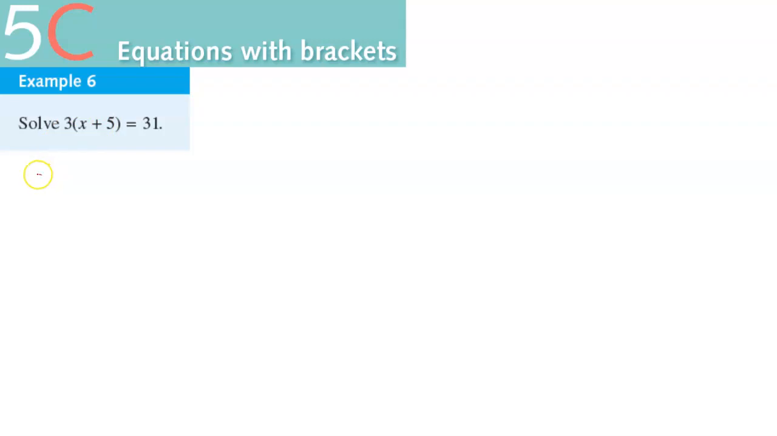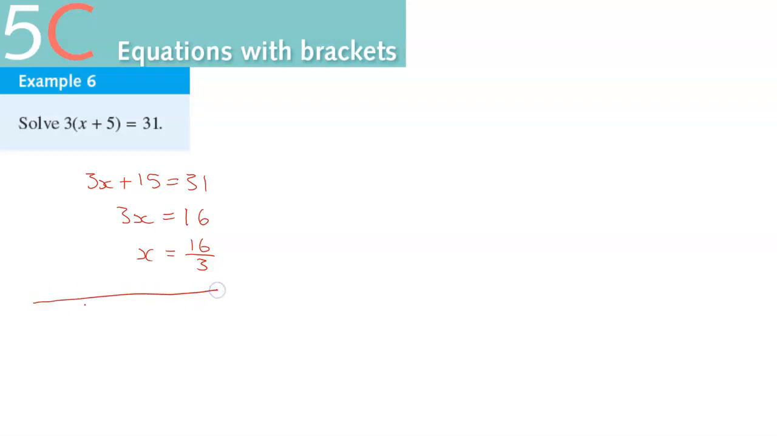So 3 times x plus 3 times 5 equals 31. Subtract 15 from each side. And then divide by 3. 16 over 3 is perfectly acceptable. You might choose to write it as a mixed number, which would be 5 1/3, but you do not need to.